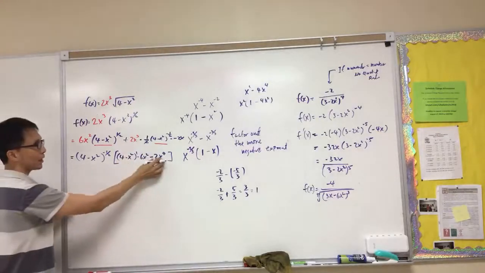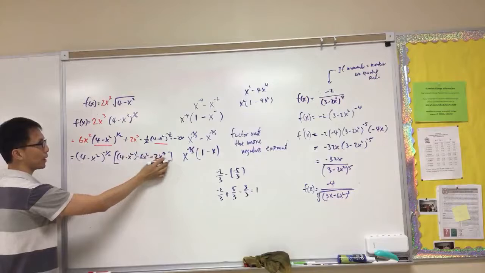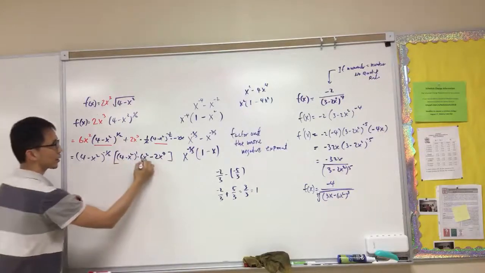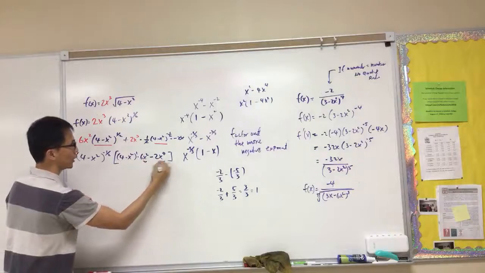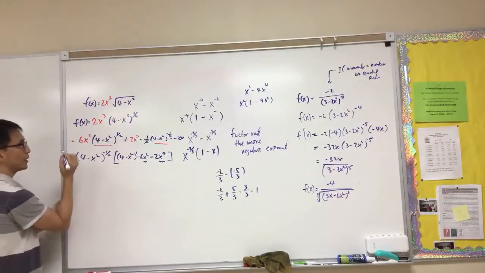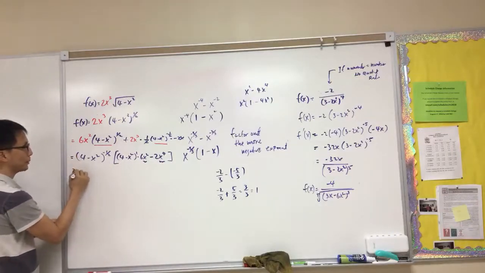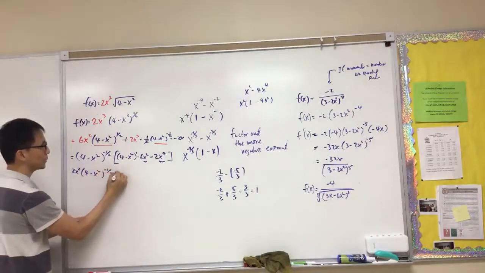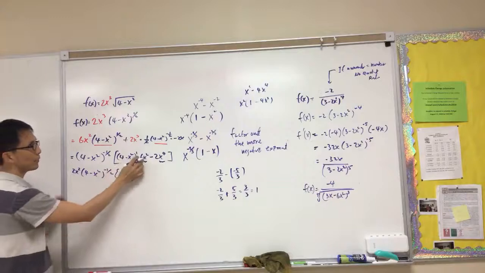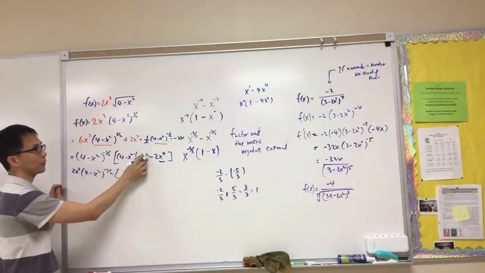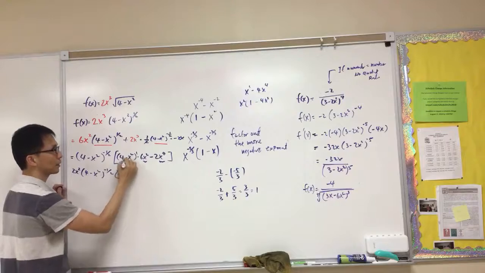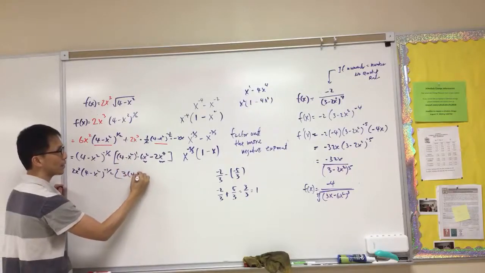I can even factor out x squared from here. Actually, I'm factoring out 2x squared from here. So look at this, x squared and x squared. I'm going to factor out 2x squared times 4 minus x squared to the negative 1/2. Okay, so if I factor out 2x squared, what do I have left? 3 left. And then 4 minus x squared, right?